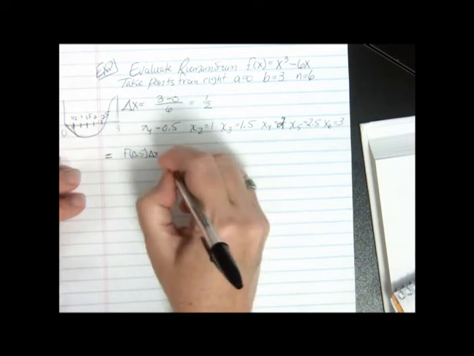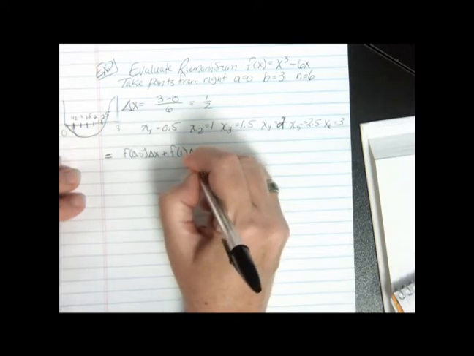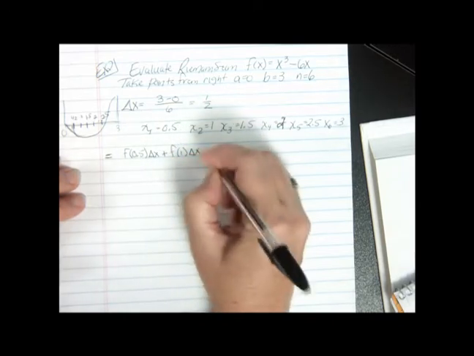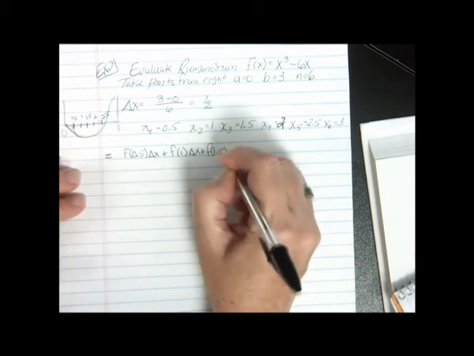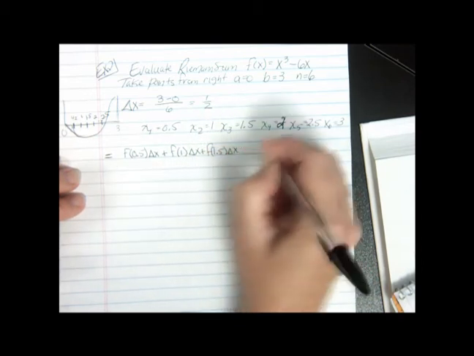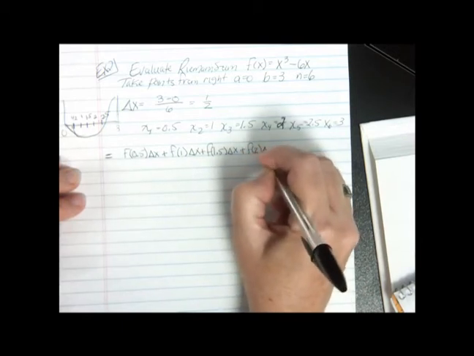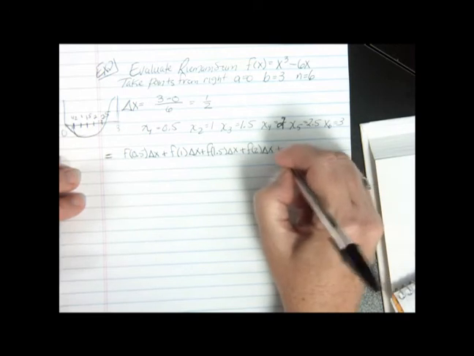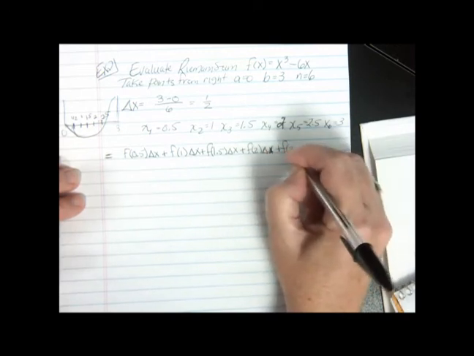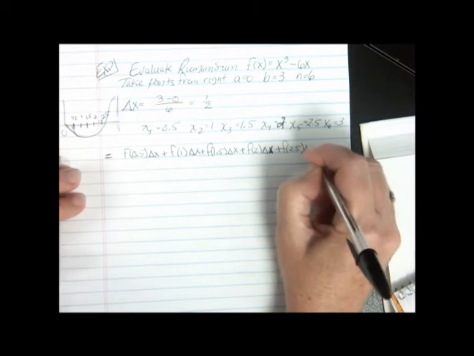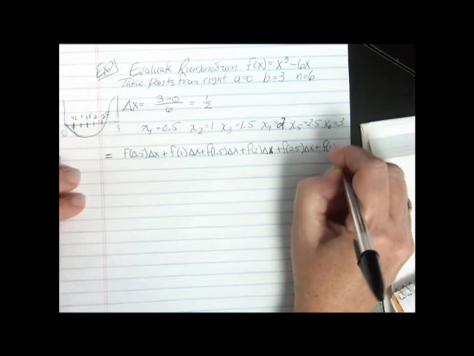And then I'm going to take my 1 value and multiply it by my width. And then I'm going to take my 1.5 value and multiply it by my width. And do the same with my 2. Multiply it by my width. And 2.5. Multiply it by the width. And finally, my 3, multiply it by my width.